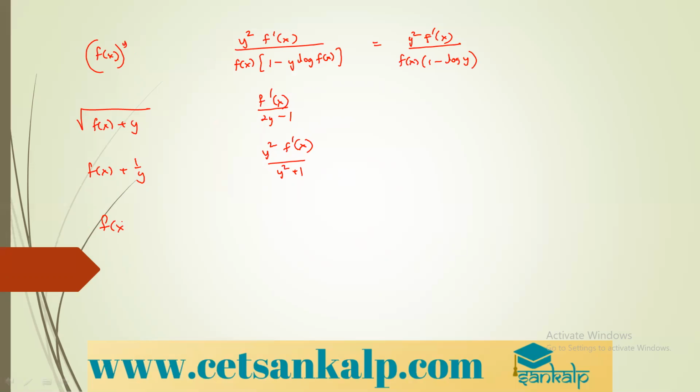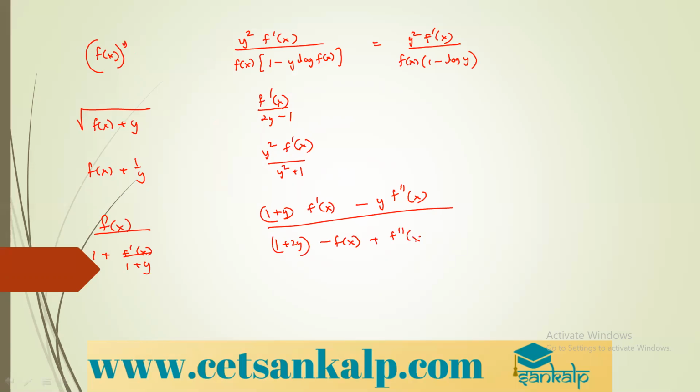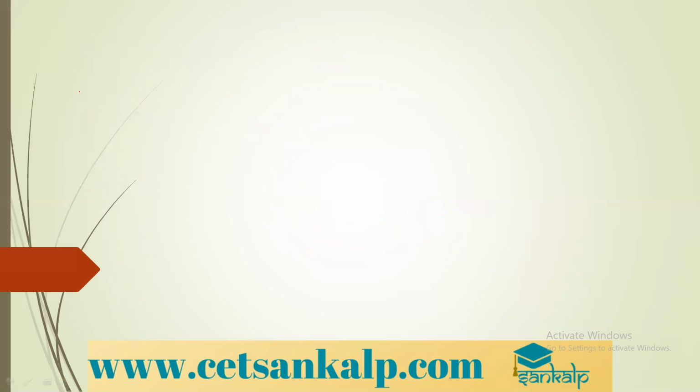Similarly, if you have f of x by 1 plus f prime of x by 1 plus y, then the derivative will be 1 plus y into f prime of x minus y into f double prime of x by 1 plus 2y minus f of x plus f double prime of x. Suppose if you have x power m into y power n, which is equal to x plus y power m plus n, then dy by dx will be equal to y by x. That is the shortcut formula.